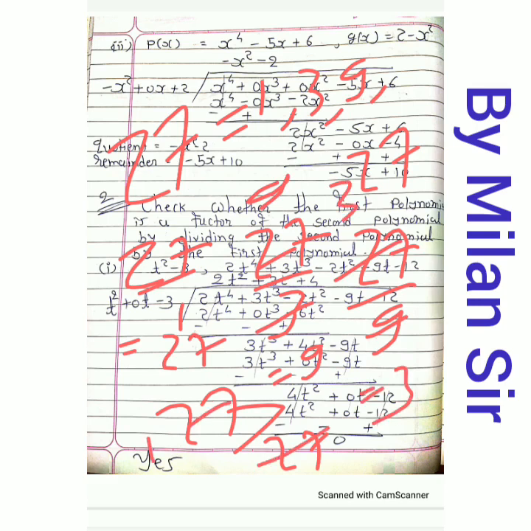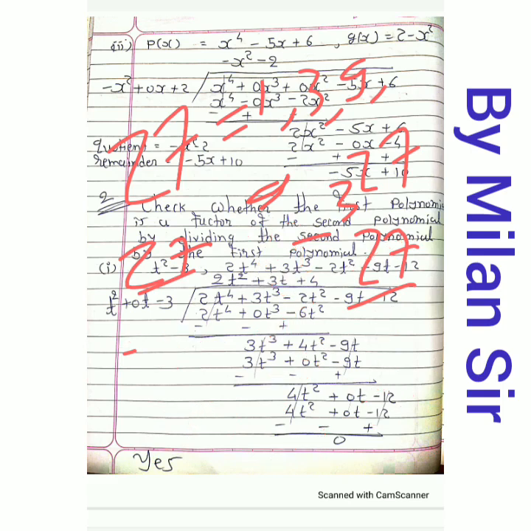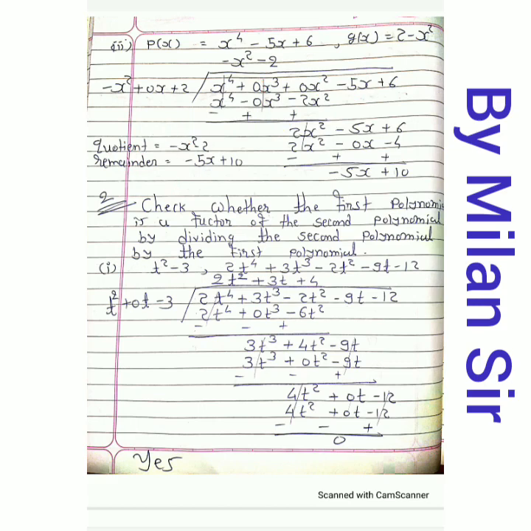That means our number is always divisible by its factor. If we divide any number by its factor, we always get remainder 0, right? So that logic we are applying here.